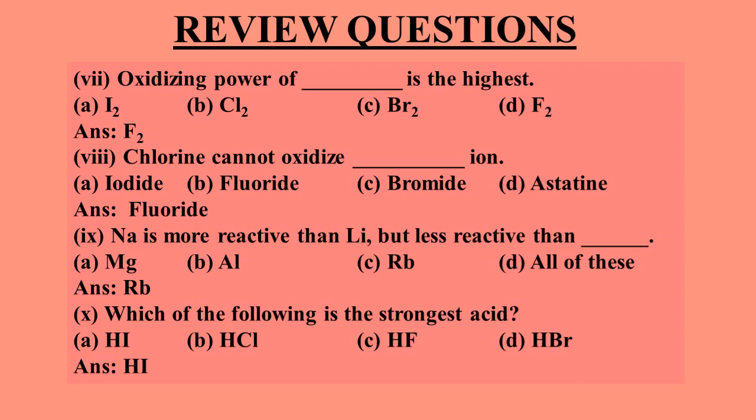In the 7th MCQ, we have to tell the oxidizing power of which element is the highest. The answer is F2, fluorine. In the 8th MCQ, we have to tell chlorine cannot oxidize which of the halides. The answer is fluoride, B, because oxidizing power of chlorine is lower than fluorine. In the 9th MCQ, we have to tell sodium is more reactive than lithium but less reactive than which of these elements. The answer is rubidium, Rb.